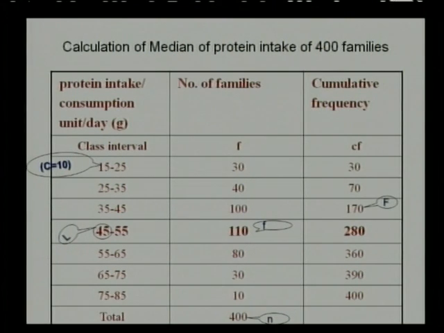For the first class, that means 15 to 20, it is kept as it is, 30, and then for the next class it is cumulative, that means 30 and 40, so 70. So it is understood that here the observations are less than 25, in this case less than 35, in this case less than 45. Less than 45 means 100 plus 40 plus 30. So 40 plus 30 is 70, plus 100 is 170, and so on. So the last observation, total 400, is calculated. Here the total frequency is 400, right?